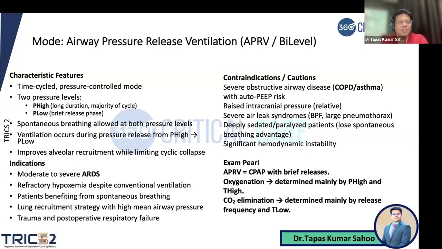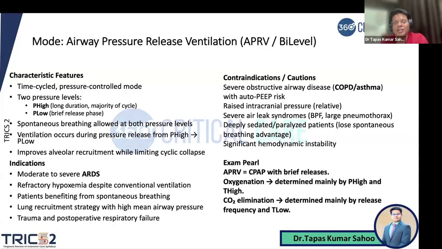Now, indications for this APRV mode: moderate to severe ARDS, refractory hypoxemia despite conventional ventilation, patients who are benefiting from spontaneous breathing. Lung recruitment strategy: it is one of the rescue strategies, sometimes helpful when you are unable to improve the oxygenation in a case of severe ARDS with high mean airway pressure, trauma, and post-operative respiratory failure.